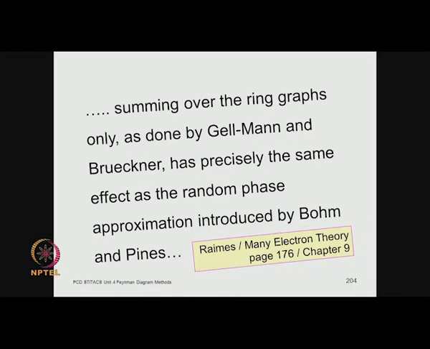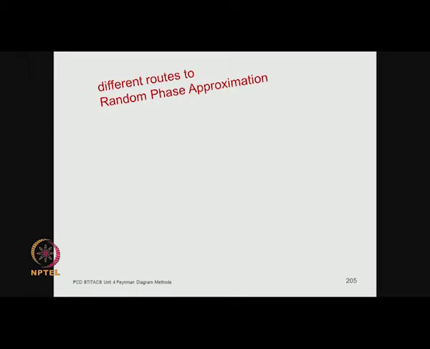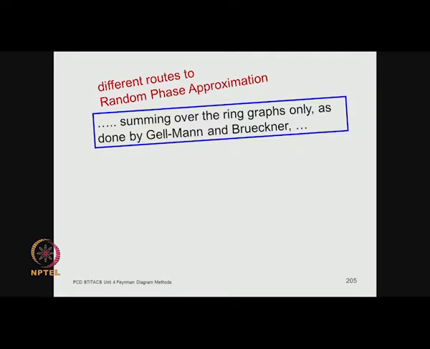Gell-Mann and Brueckner summed over all the diagrams, and they got precisely the same effect as was obtained by following the method of Bohm and Pines, and there are thus different routes to the random phase approximation. You have the Gell-Mann-Brueckner ring diagrams. So, that is one route to the RPA, the random phase approximation, as it is called. Then you have the Bohm and Pines method, which we discussed in the previous unit. There are some other methods.